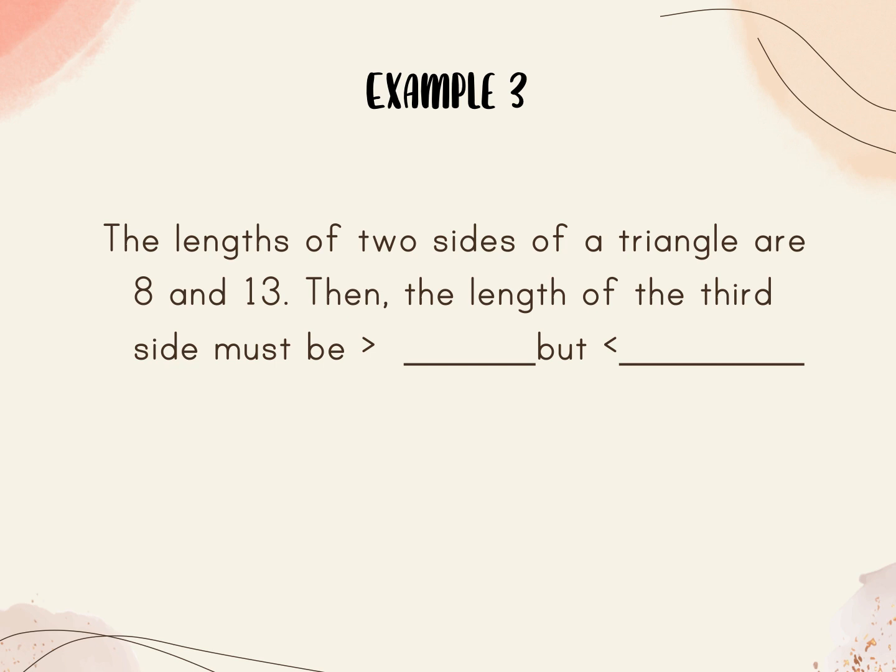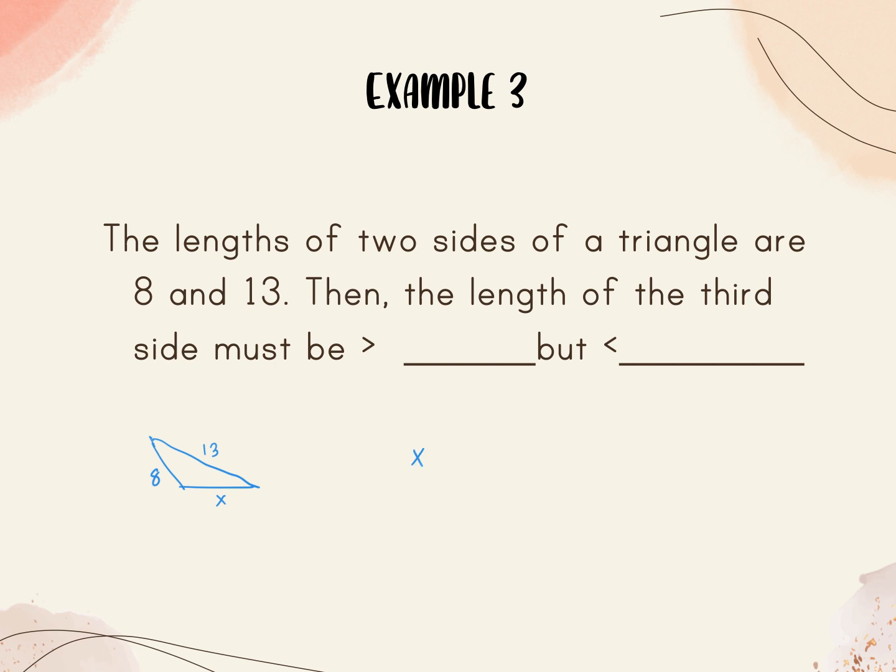So now again, they talk about the lengths of two sides of a triangle being 8 and 13. So basically you have a triangle, and let's say we have two sides of the triangle, and one side is 8 units long and one side is 13 units long. Well, if we want to find the length of the third side, let's call it x, okay?